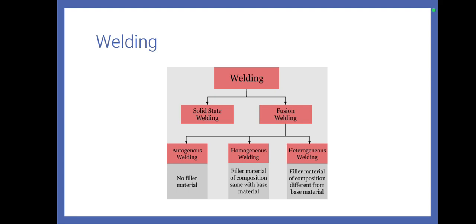Autogenous welding means no filler material is used for joining the two materials. In homogeneous welding, filler material is used, but the filler material has the same composition as the base material. Heterogeneous welding means here also filler material is used, but the composition is different from the base material.